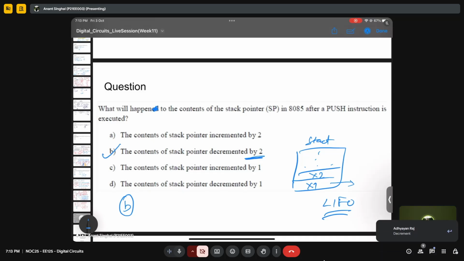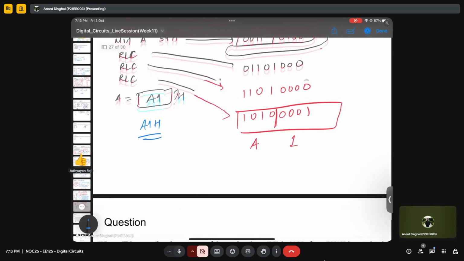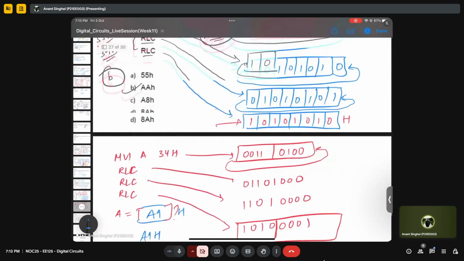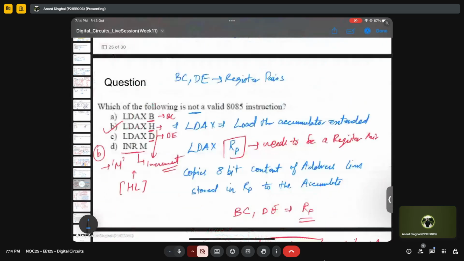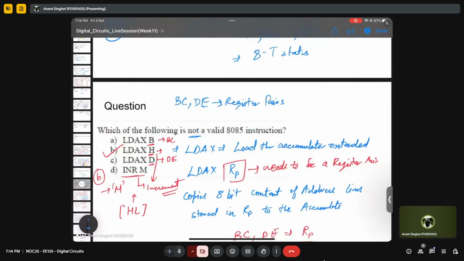This is a direct problem. So the decrement will happen in steps of 2, because this is for 0, let's say 1, 2, something like that. That is why the contents of the stack pointer always move in a decrement of 2. Just to summarize these processor problems, as you have already seen, we have a lot of instructions. I'd like you to go through these instructions and at least know the basic working of these.